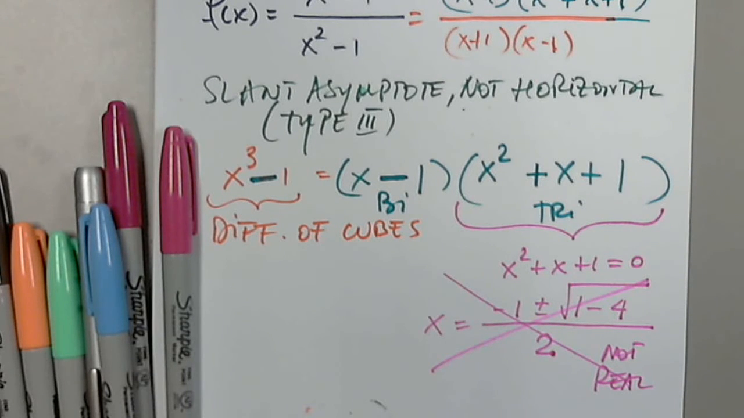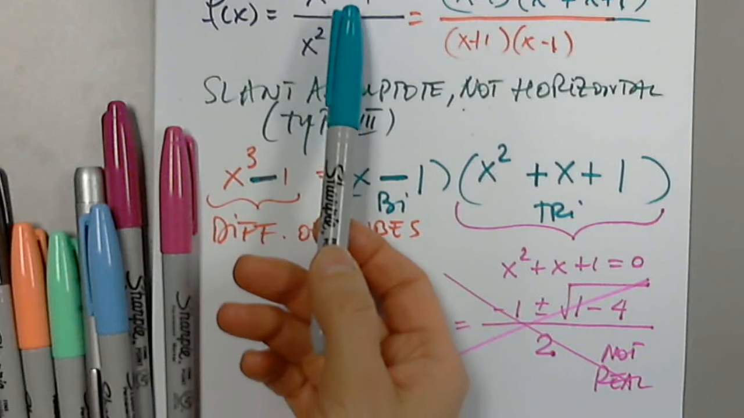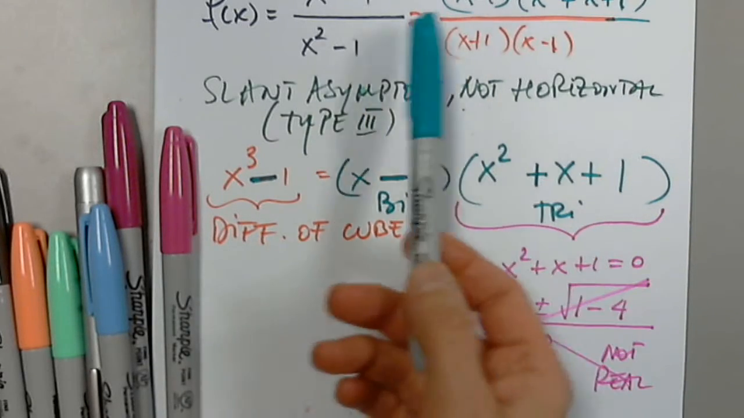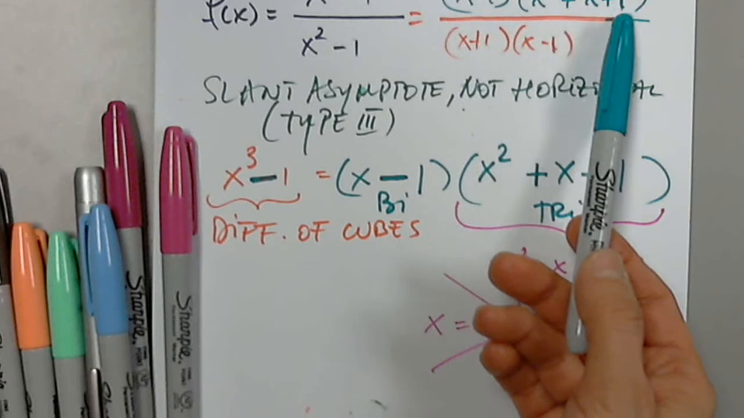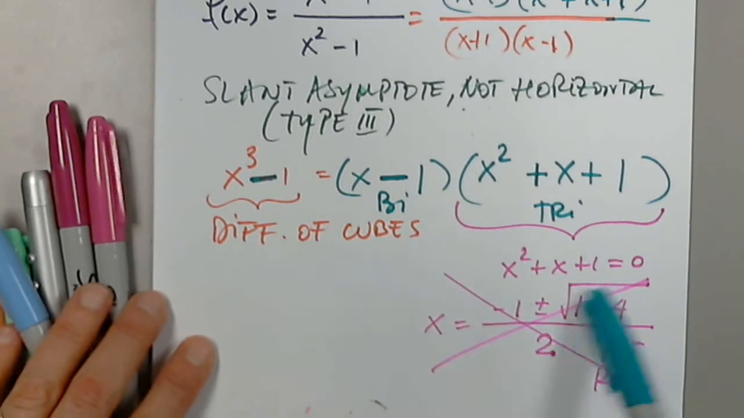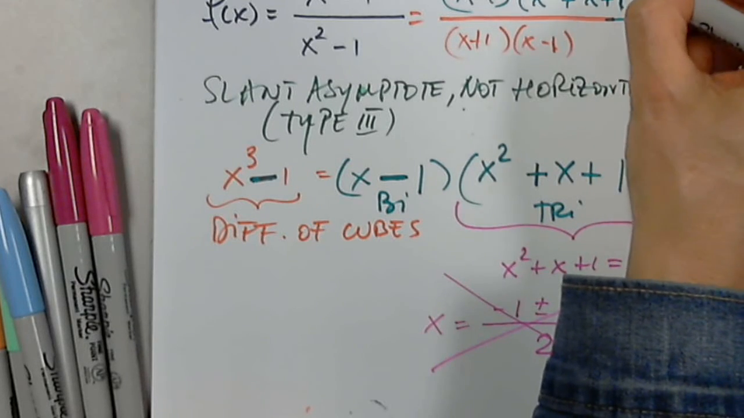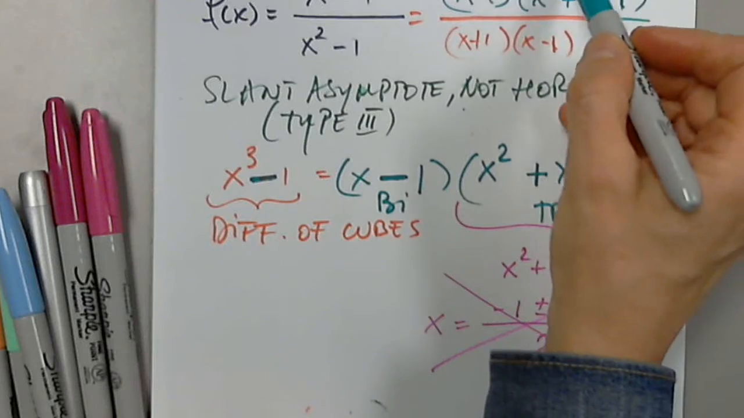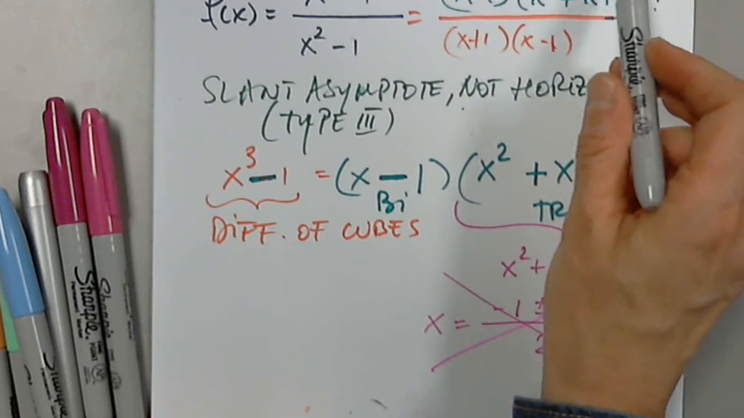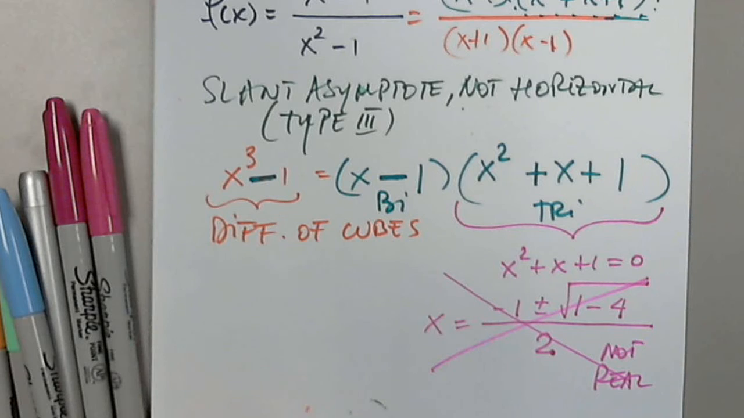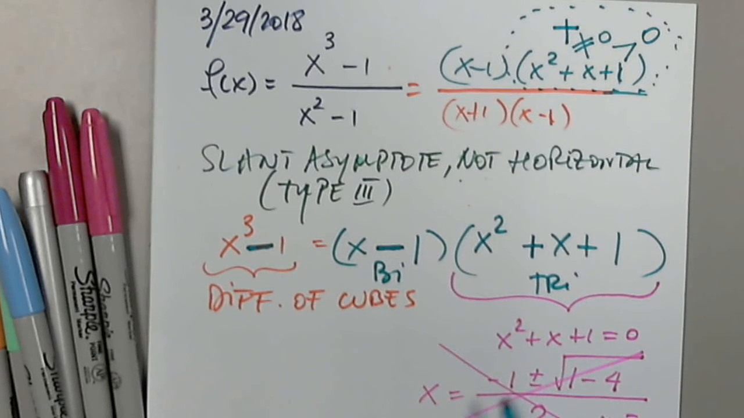Okay, so let's summarize what we covered so far. We picked a function that is type 3. How do we know? The degree of the top is 3, the degree of the bottom is 2. The difference is 1. The next step we performed was to use the difference of cubes to factor this into this binomial and this trinomial. What we established with this little chat is that this is never zero, and it's always greater than zero. So this will always be a positive quantity.